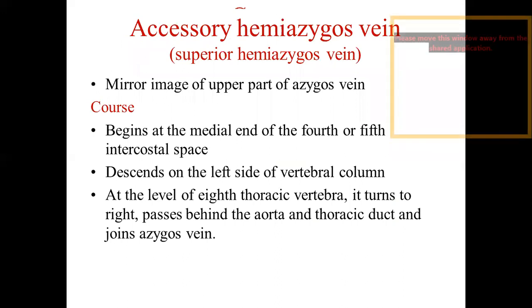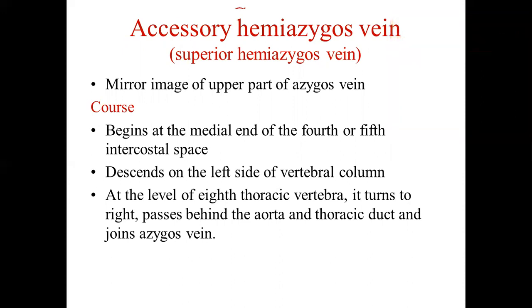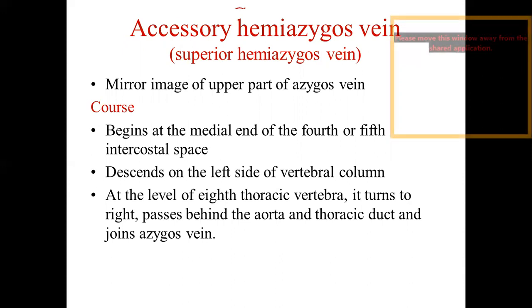Next is the accessory hemiazygous vein, also known as the superior hemiazygous vein. This is a mirror image of the upper part of the azygous vein. So we have two veins coming from the left side, which also drain into the azygous vein. Coming from the upper part of the left side is the accessory hemiazygous vein, also known as the superior hemiazygous vein. And coming from the lower side of the left side is your hemiazygous. Hemi means half, half of an azygous.